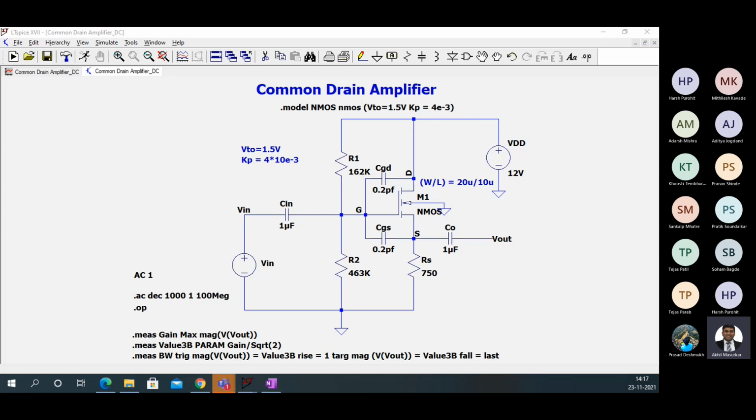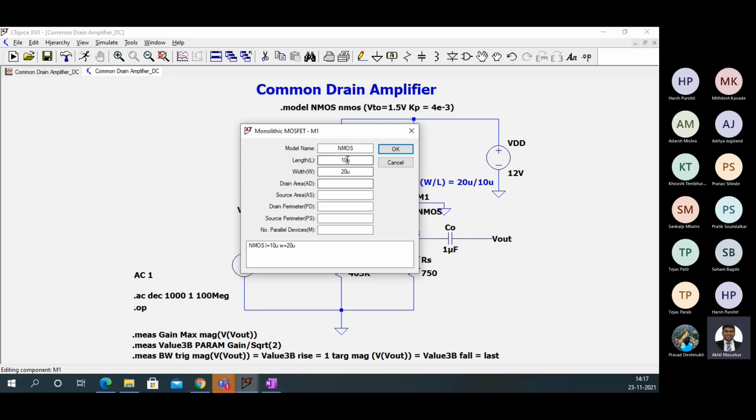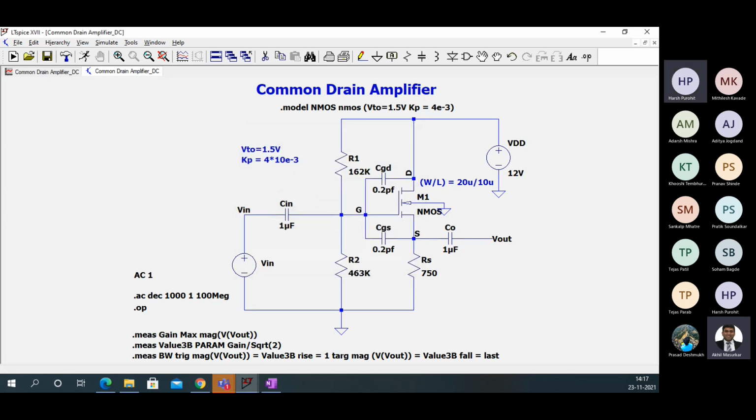Harsh, you have named this W by L as 20, but you have not yet right clicked on it and set that value to 20 by 10. Blue means it's a comment. You have to right click on this and set here 20 and 10. Okay, sir.